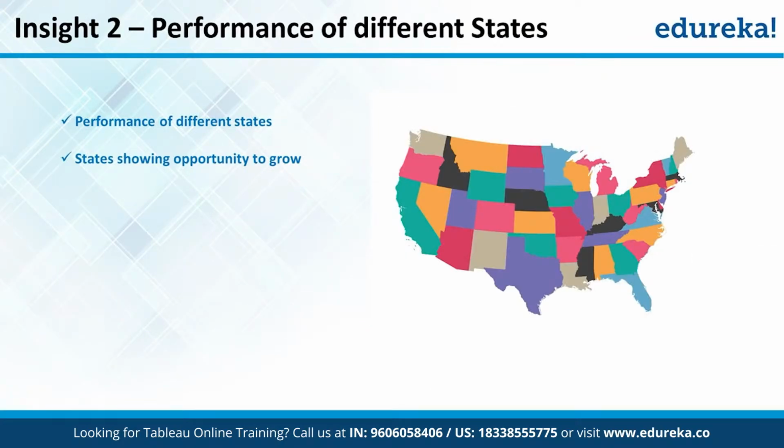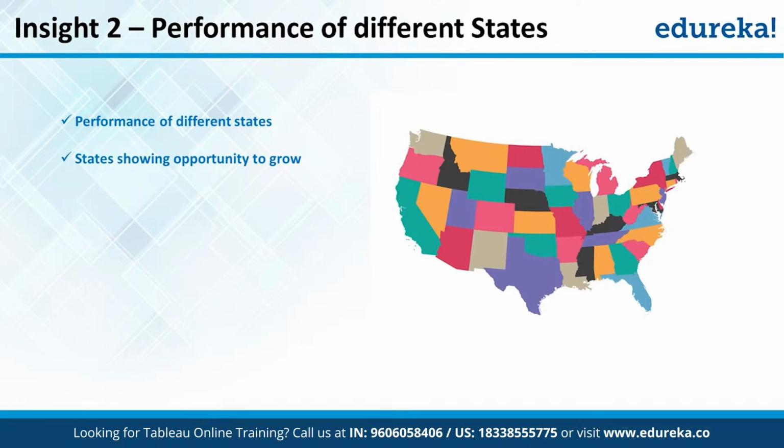So let me tell you what the second question was which we were supposed to answer. How different states have performed so far. Now that we know how regions have performed, we want to drill down to states. So how different states have performed so far, which states are showing promise to grow, and in which states the investors should stop investing?